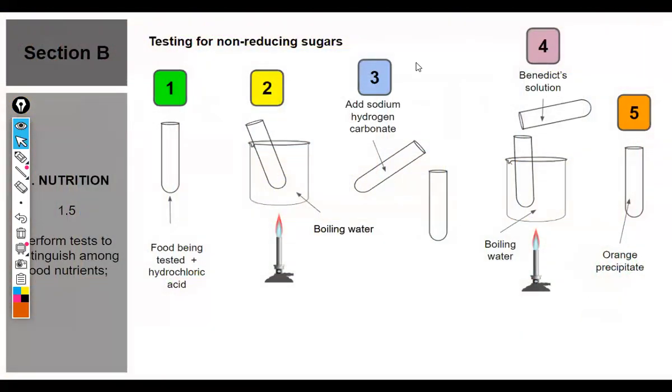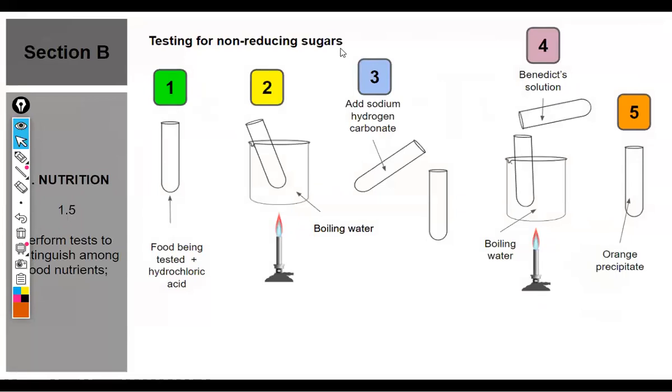All right, so this one here is a bit tough, right? So this here is the test for the non-reducing sugars. The non-reducing sugars, it's like sucrose, which is regular sugar that you find in your kitchen. So what you're going to have to do for this one is chip up whatever food that you are trying to test.